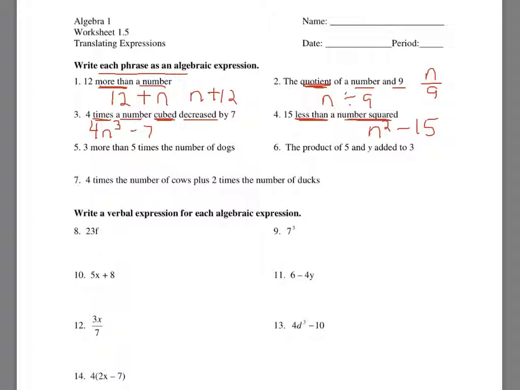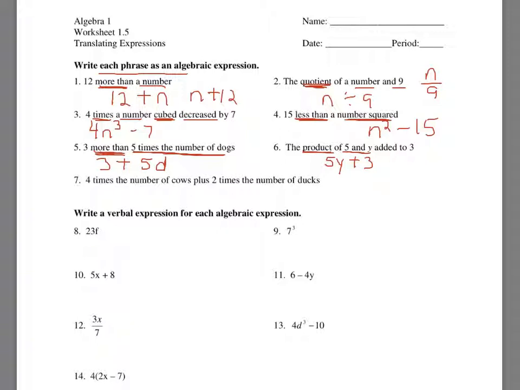All right, let's do another one. 3 more than, so more than is plus, 5 times the number of dogs. So 3 more than, that means 3 plus, or you can do plus 3 at the end, 5 times the number of dogs. So we'll just do 5d, 5 times d. All right, number 6, the product means to multiply, of 5 and y added to 3. So I'm going to multiply 5 and y together, and then I'm going to add that to 3.